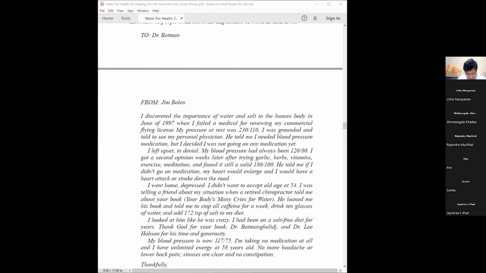I got a second opinion weeks later after trying garlic, herbs, vitamins, exercise, meditation, and found it's still a solid 180 by 100. He told me if I didn't go on medication, my heart would enlarge and I would have a heart attack or stroke down the road. I went home depressed. I did not want to accept old age at 54.